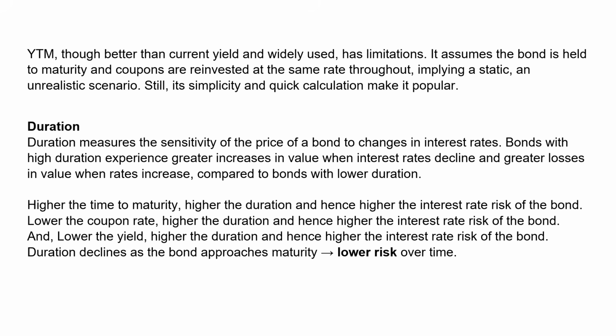So higher the time to maturity, the higher the duration and higher the interest rate risk of the bond. Lower the coupon rate, higher the duration and hence higher interest rate risk of the bond, and lower the yield, higher the duration, hence higher the interest rate risk of the bond. So duration declines as the bond approaches maturity, because there is a lower risk. If the time to maturity is low, of course the duration is also low because of the lower risk that is present. So all that duration does is measure the sensitivity of the price of the bond to the change in the interest rate.